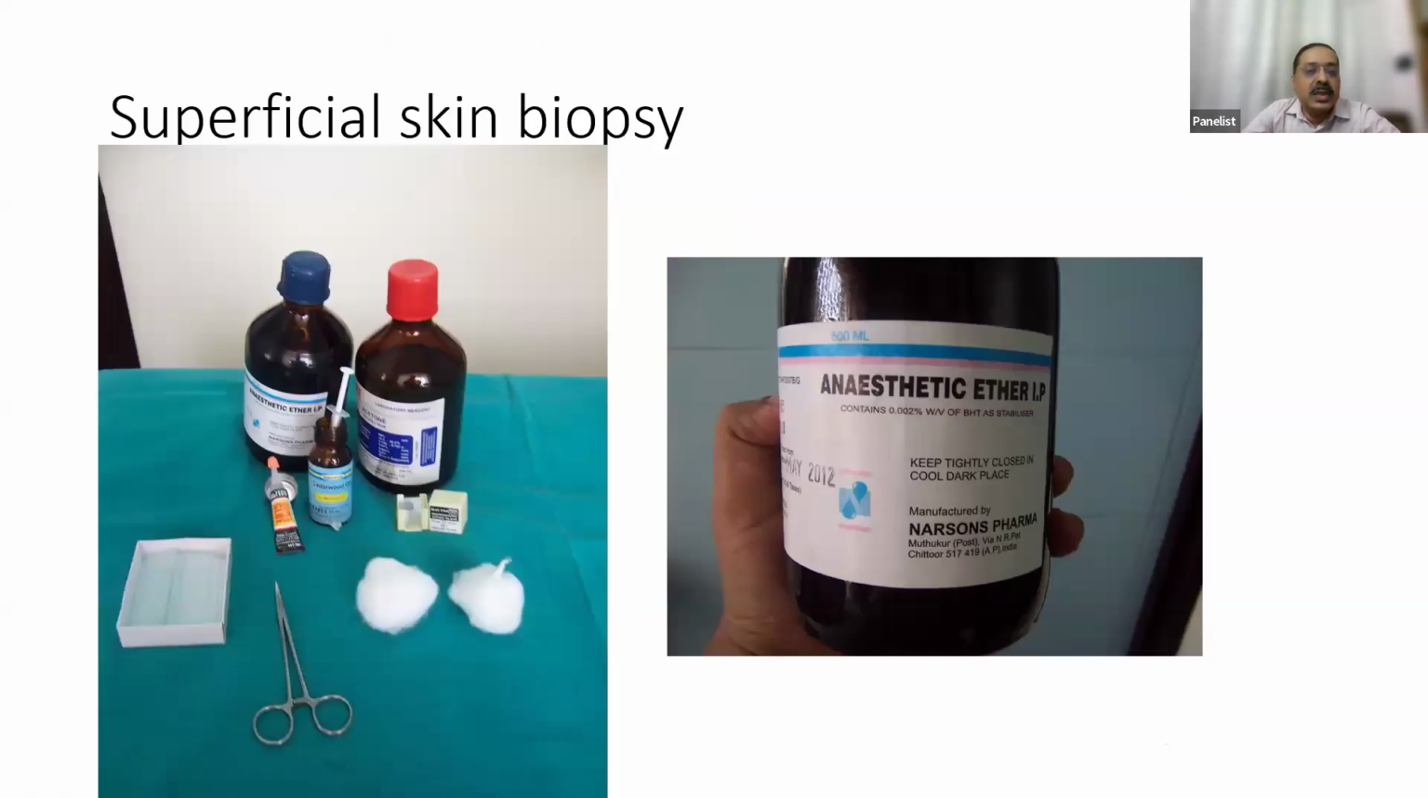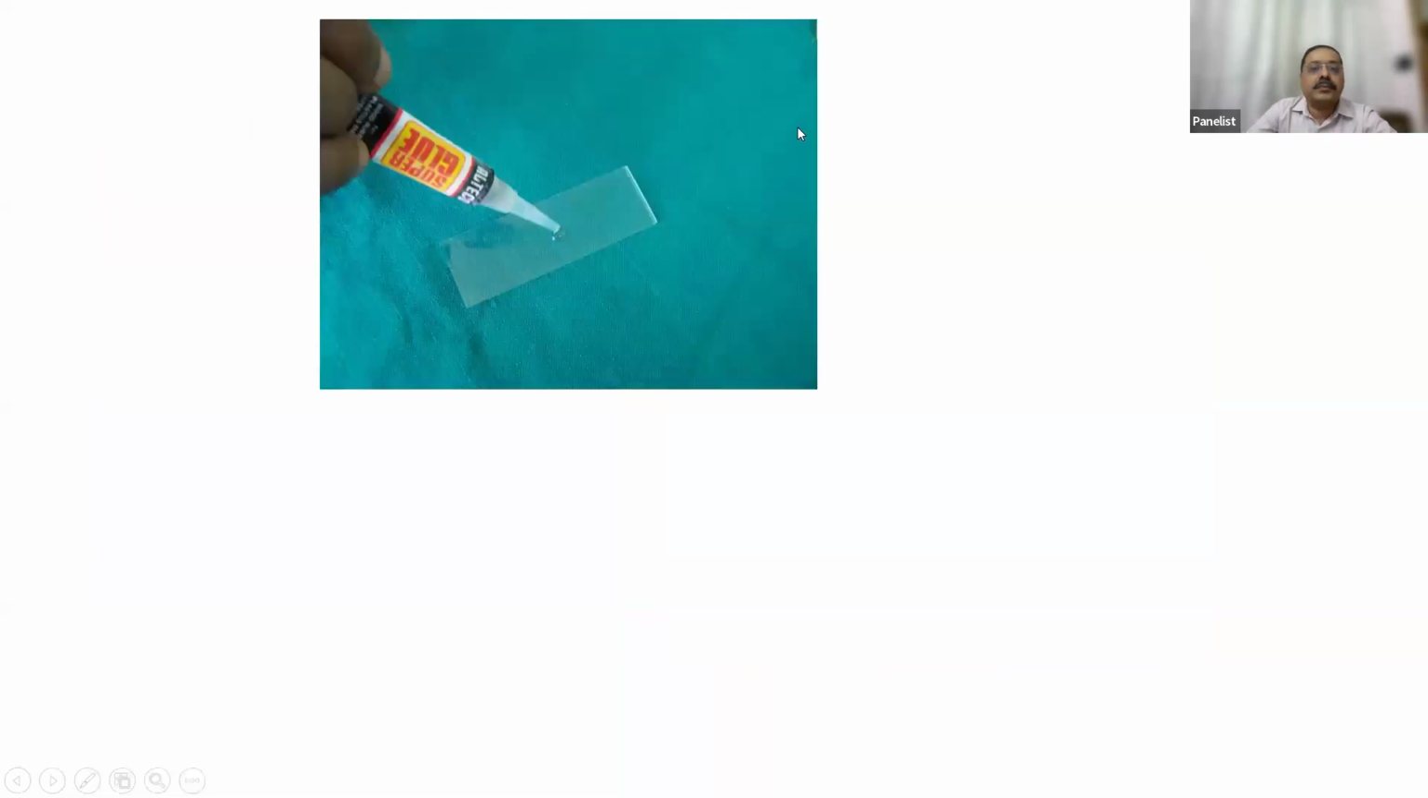These are the things which we need for a superficial skin biopsy. We usually take anesthetic ether because we use it as a good degreasing agent on the skin, because there is so much of oiliness of the face in patients with demodicosis. This is actually done for demodicosis. We use super glue. We have glass slides. You have a small artery forceps, a cover slip, and cedar wood oil for a good resolution in the 100x.